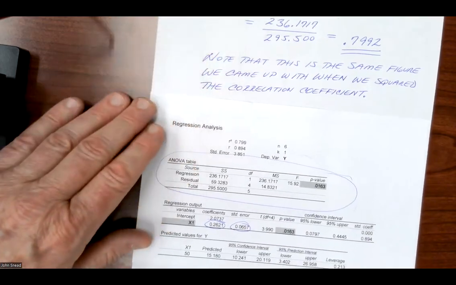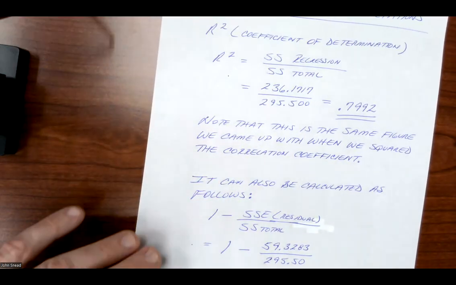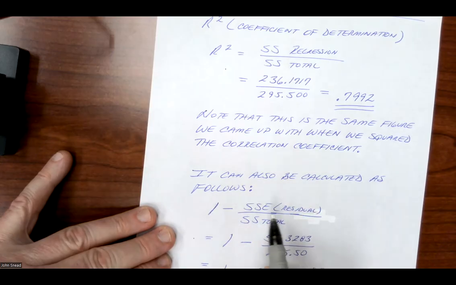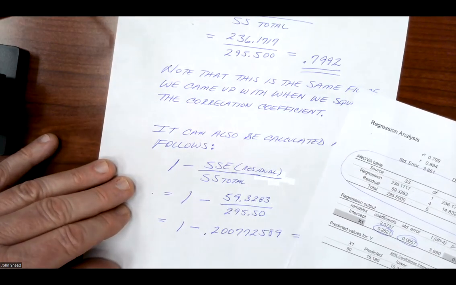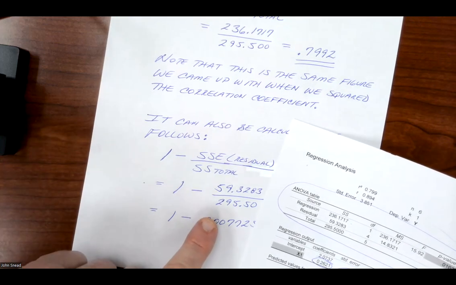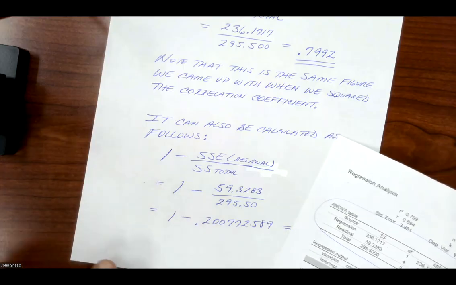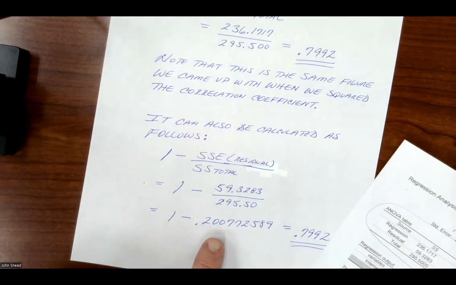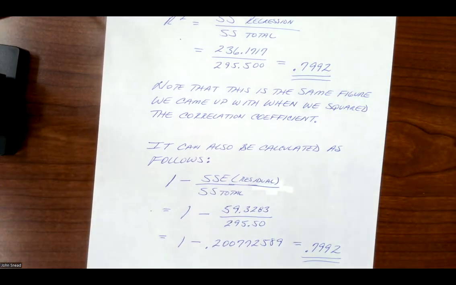And there is another way. We've already come up with that correlation coefficient. What you can also do is take 1 minus your sum of squares error, or residual, over the sum of squares total. Going back and looking at this, our sum of squares residual was 59.3283. You see that? Sum of squares total, 295.5. We take 1 minus that ratio, 1 minus 0.200772589, and boom, you get the same 0.7992. So you can use either of those ways to calculate your R squared from the ANOVA table.